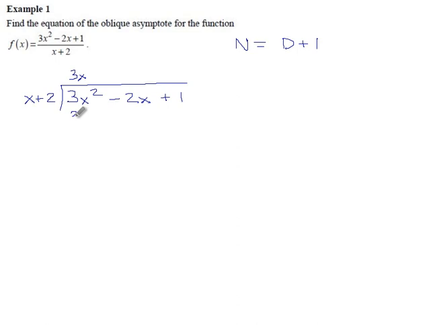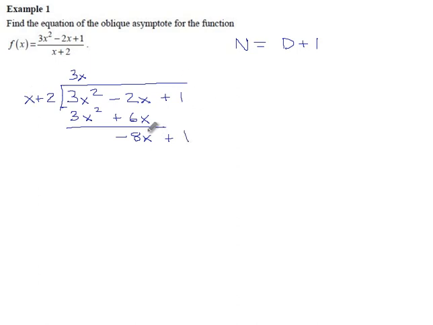3x times x gives 3x squared. 3x times 2 gives 6x. And now, just like in regular long division, we subtract. 3x squared minus 3x squared, gone. Negative 2x minus 6x gives negative 8x. Now, if we were doing this with numbers, we would bring down another digit and start the cycle again. In this case, you bring down another term and start the cycle again.